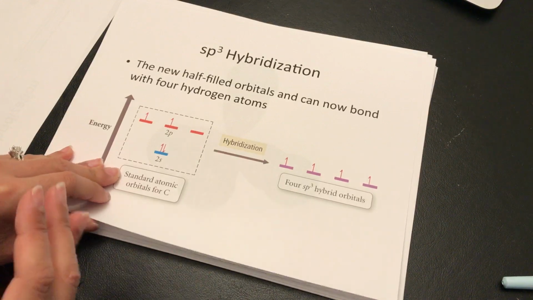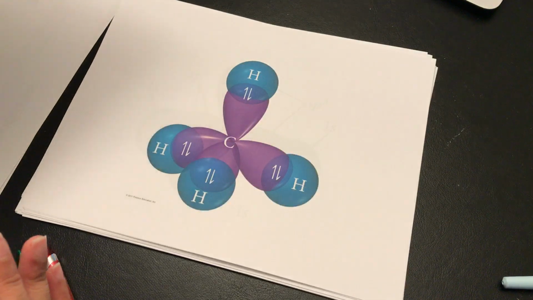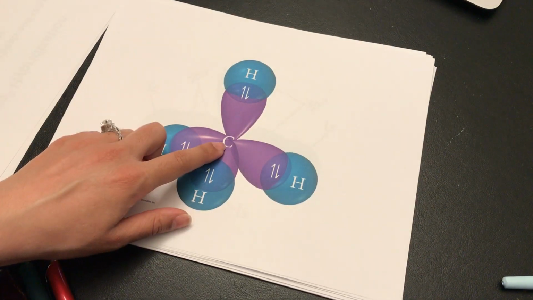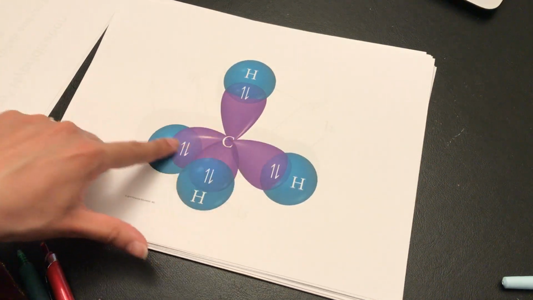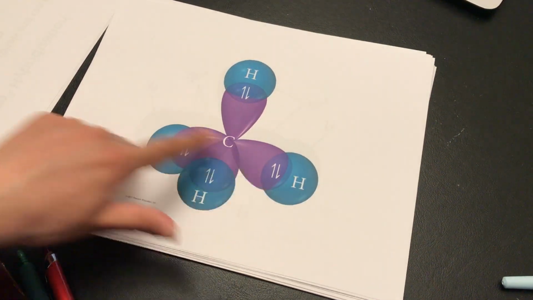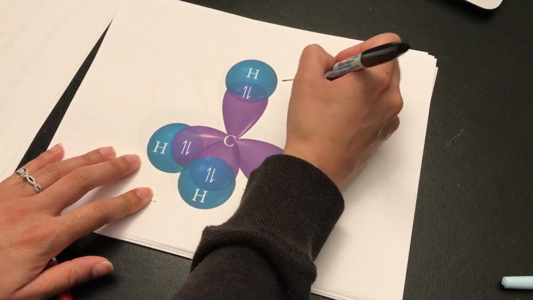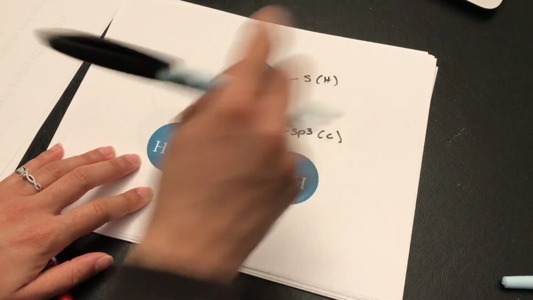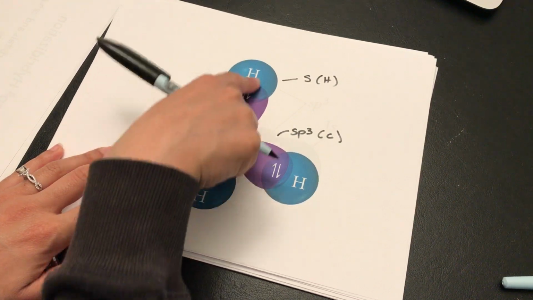Now this is not only for carbon, this could be for anything that wants a tetrahedral shape. This is what it would look like. So you have your carbon. Now note how you have these 4 new sp3 orbitals and then the s orbitals of each hydrogen. So this is your s orbital of hydrogen, and these are your sp3 orbitals of the carbon. You have 3 of them. The overlap causes that pair of electrons. This would be your bond.